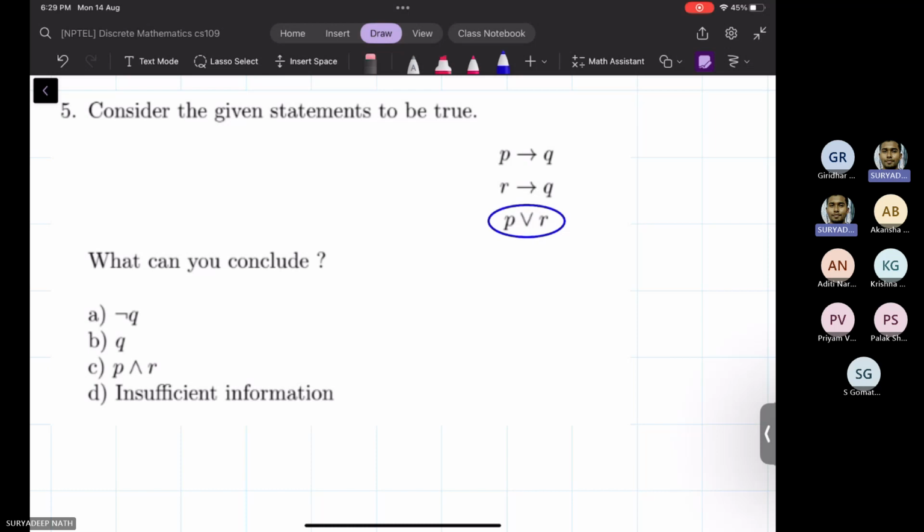You can write in the chat box as well. Am I audible to you guys? Yes, sir, you are audible. Yeah, so what do you think would be the answer to this question?